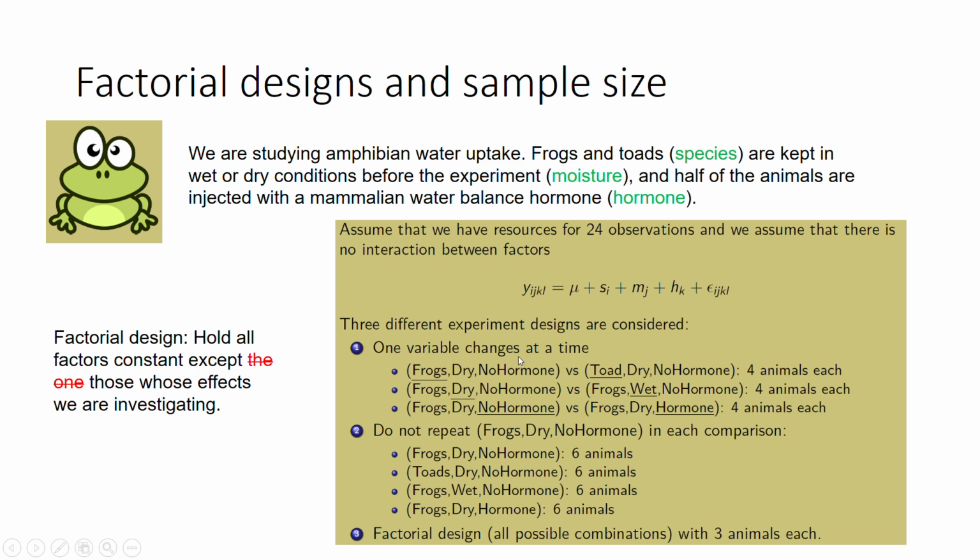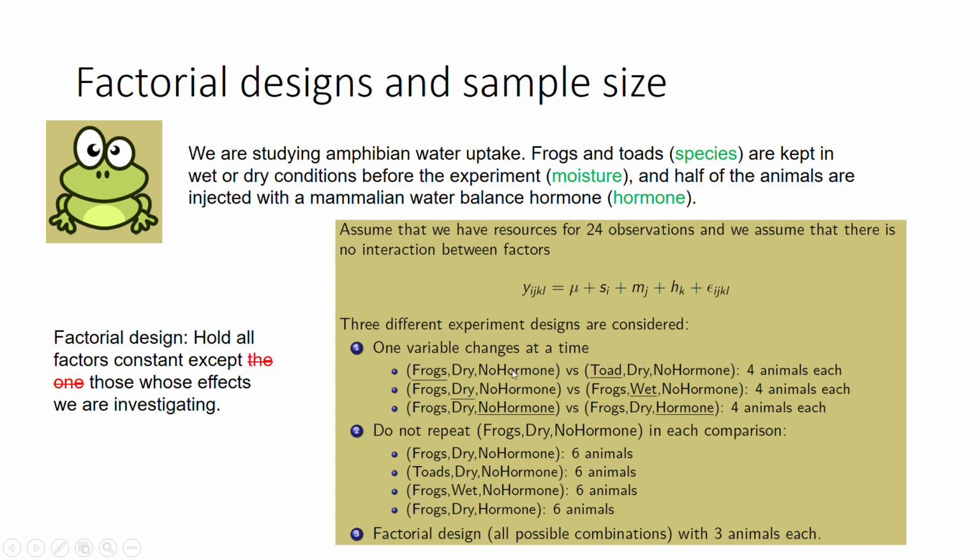So we may now rebalance the number of animals in each one of the groups. Because we have 4 groups, we can put 6 animals in each one of them. So now the numbers are a little bit more balanced, but still we cannot answer what the effect of the hormone in toads is, because we don't have that group here. And then factorial designs try all possible combinations. So frogs dry no hormone, frogs dry with hormone, frogs wet with no hormone, frogs wet with hormone.